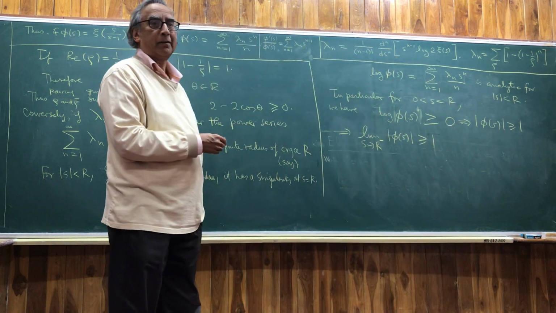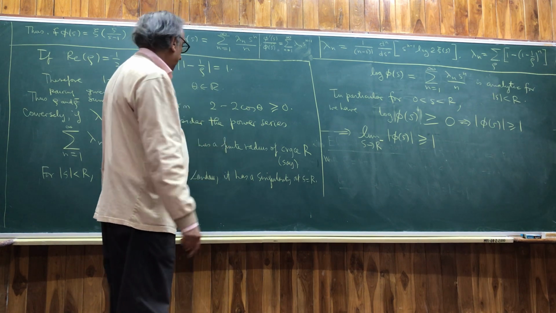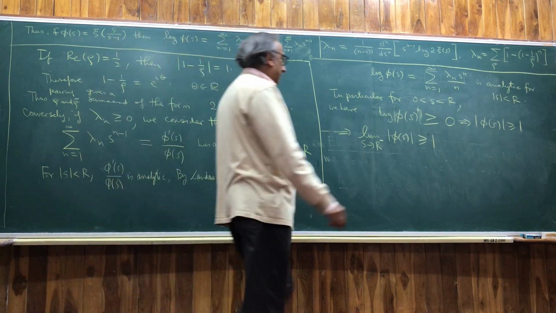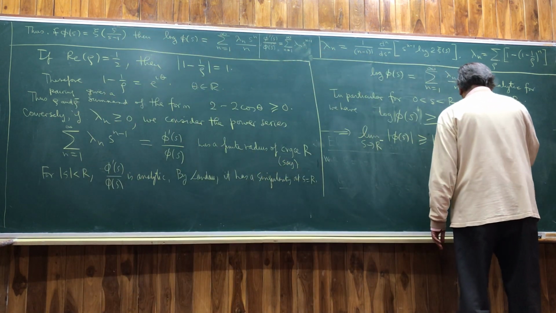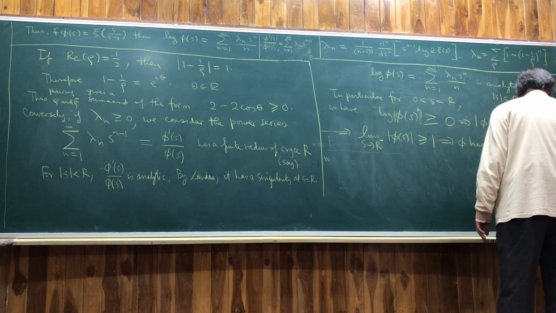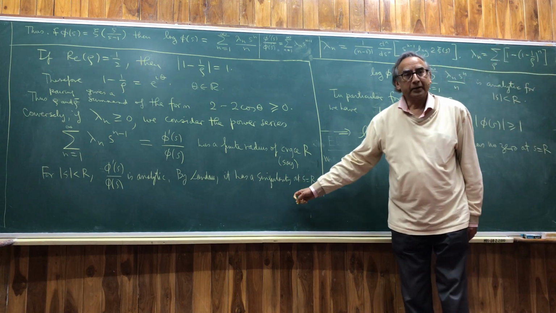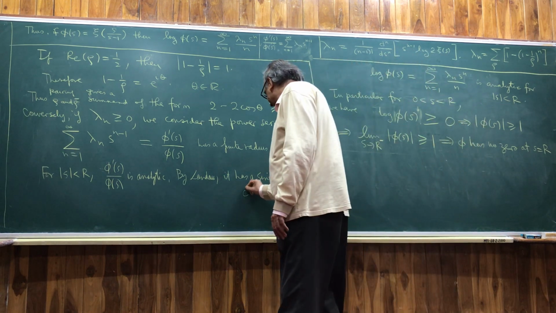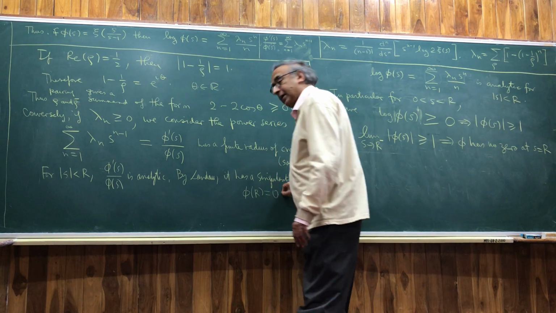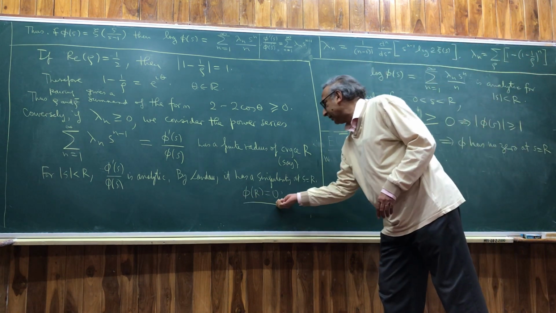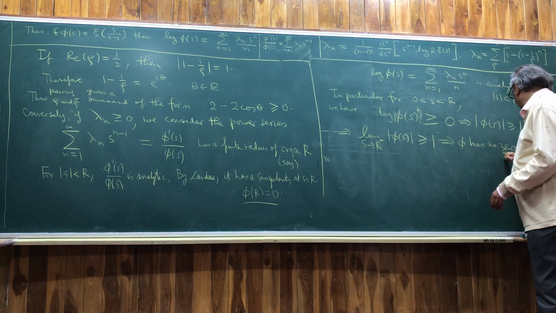So phi of r can't be 0. But if it has a singularity at s equals r, phi of r has to be 0, since the singularities of phi prime over phi come from the zeros of phi. So phi of r is 0 from this argument, but from the other argument phi has no 0 at s equals r.